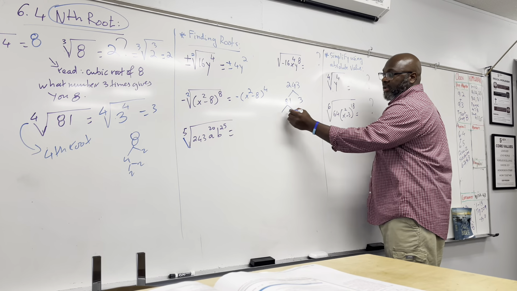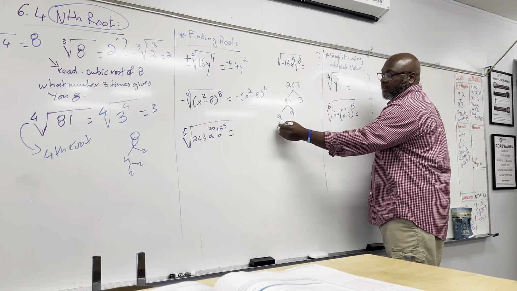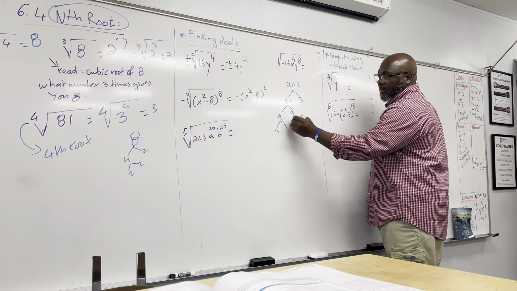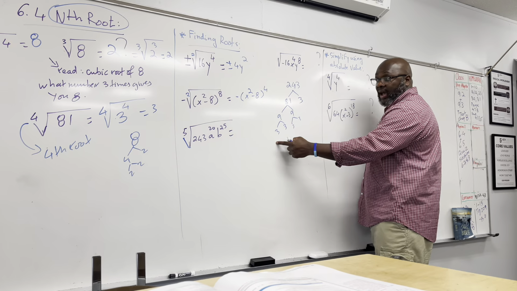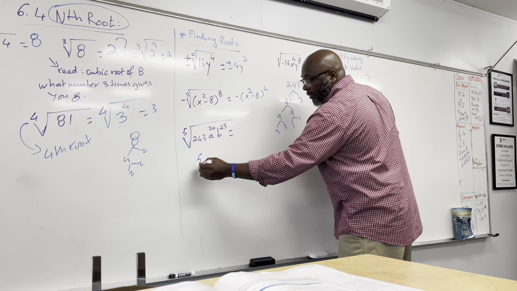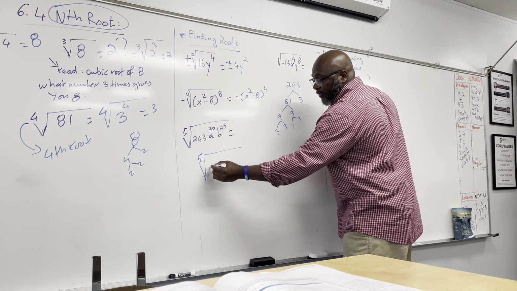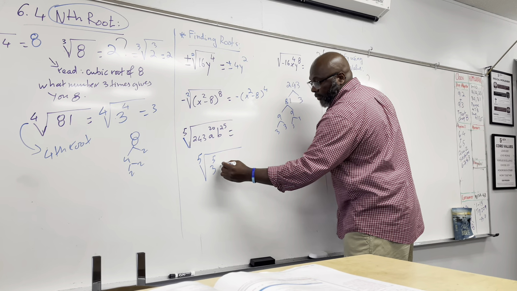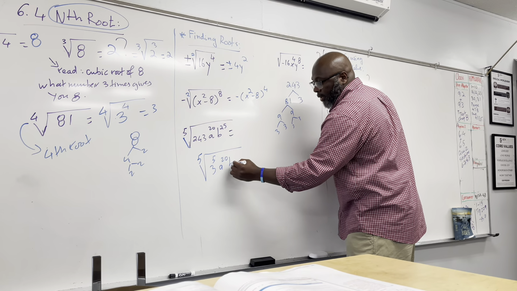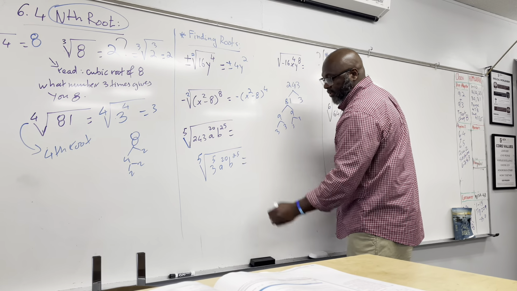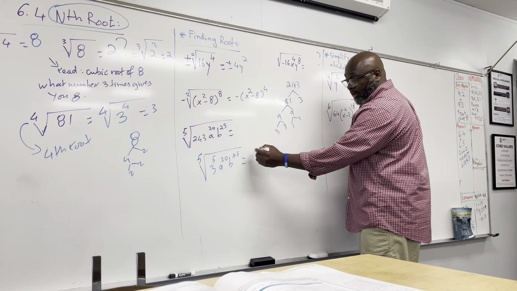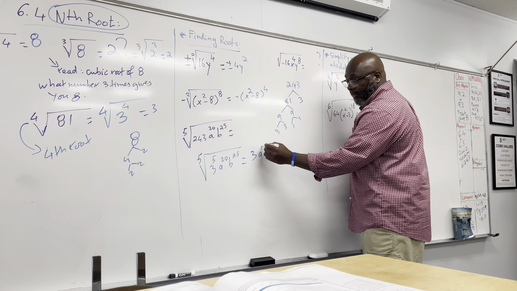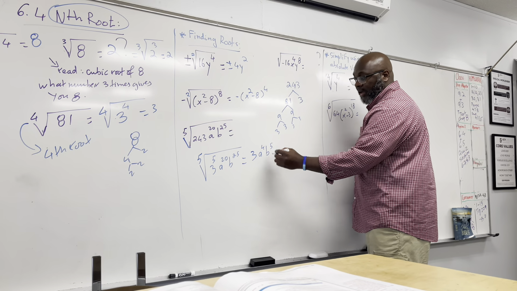So it would be 3 and 81, and this is basically 9. 9 and 9. This is 3, 3, 3, 3. So I got 1, 2, 3, 4, 5, so 3 to the 5. So I'm going to rewrite this as the 5th root of 3 to the 5, a to the 20, and b to the 25. Now I can solve this. So that's going to give me 3, a to the 4, b to the 5.